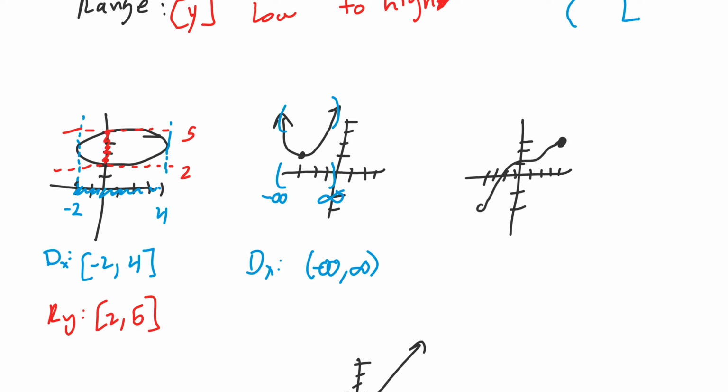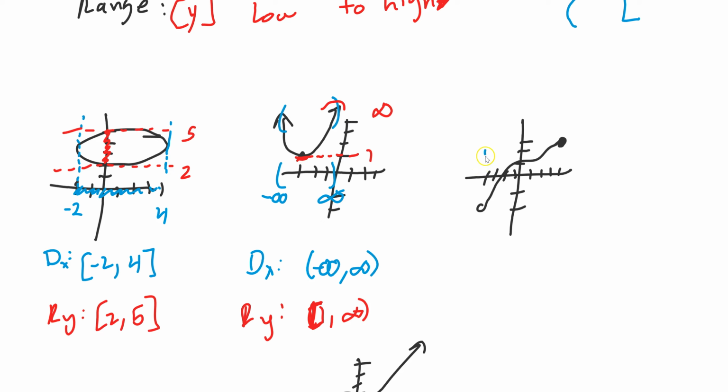The range, low to high. Lowest I see is positive 1. Highest I see is an arrow, so it's infinity. So my graph's gonna go from 1 to infinity. Bracket at 1, parenthesis at infinity. So 1 to infinity. Next one.